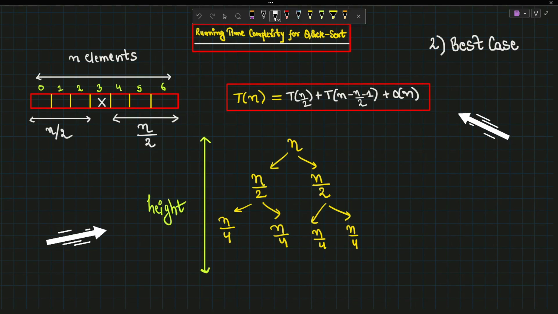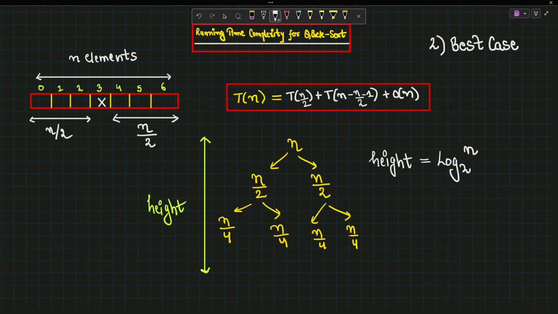We can solve either this recurrence relation or find the height of this tree. To find out the complexity for the best case scenario, here I will prefer to find out the height of the tree rather than solving the above recurrence relation. The height of the tree comes out to be log n to the base 2. Here the base of the log tells us how many times the problem is divided in half. Here it is 2, so we wrote base 2.